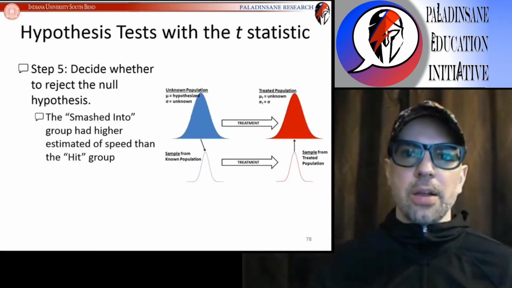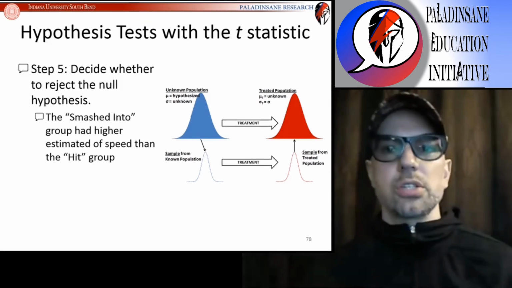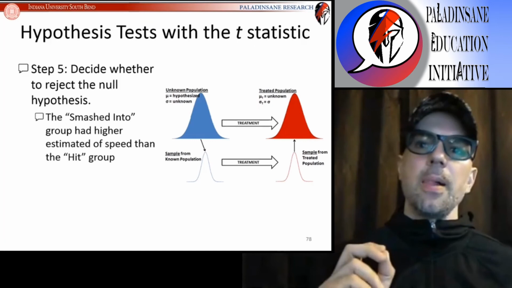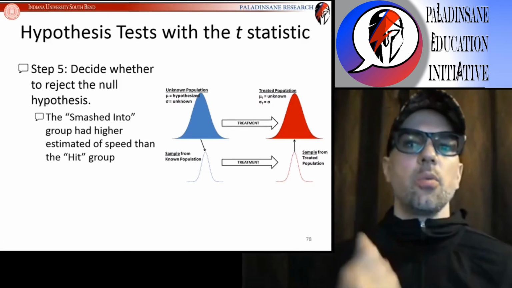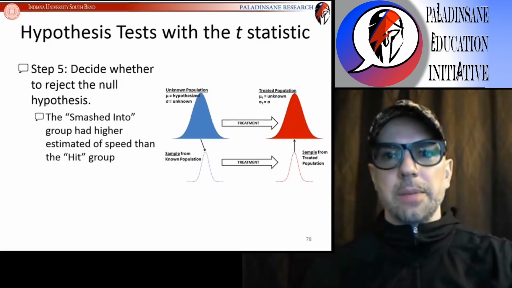So, a very revolutionary study that changed the way we thought about memory and changed the judicial system. And as we can see here, the correct conclusion was reached with an independent samples t-test, much like the one that we did today.